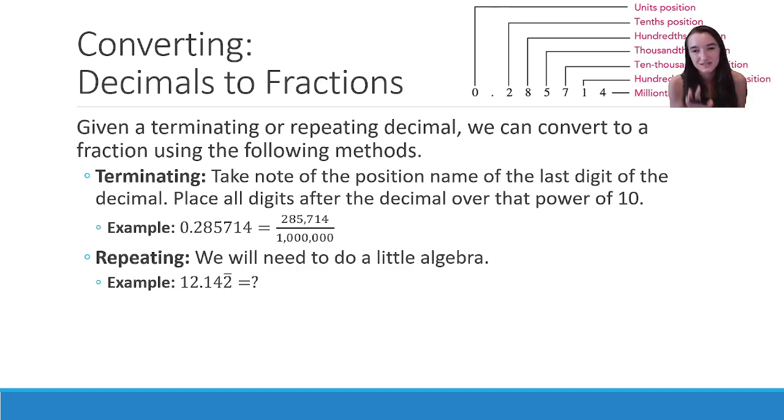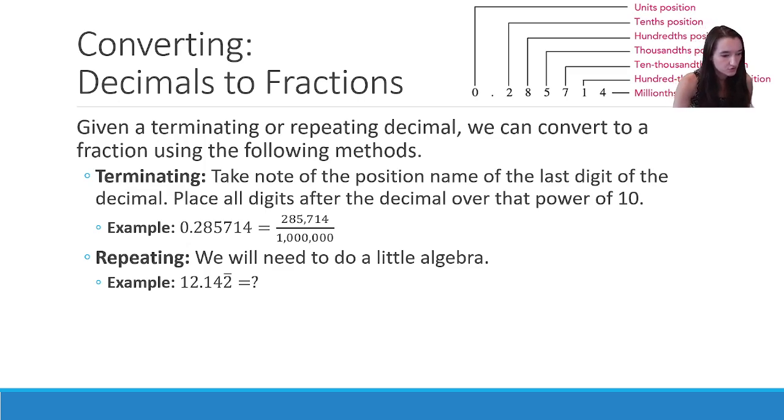For a repeating one, it's a little bit trickier. There's a whole process, okay? So bear with me here. It does take a little bit of extra algebra. So here I have 12.142 repeating. Okay, so what am I going to do?